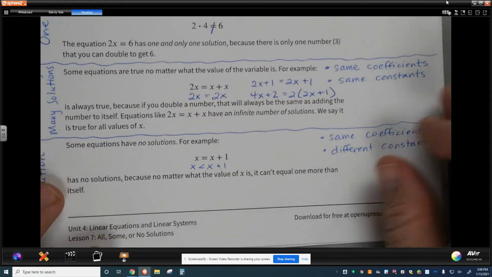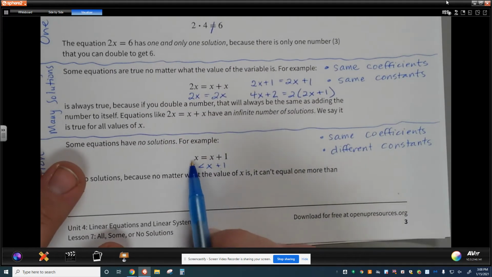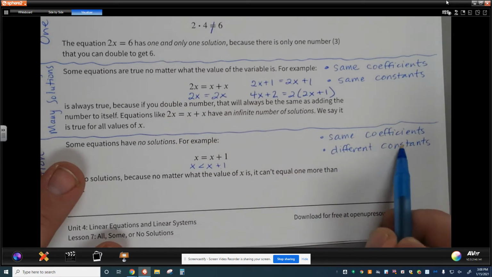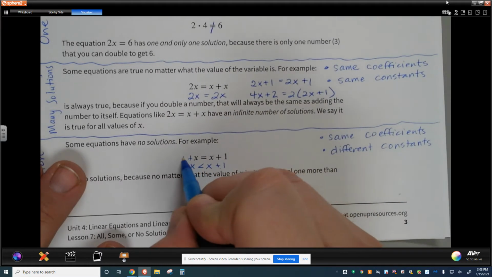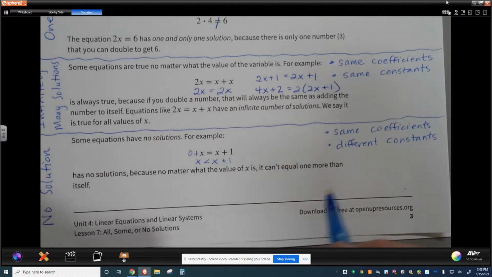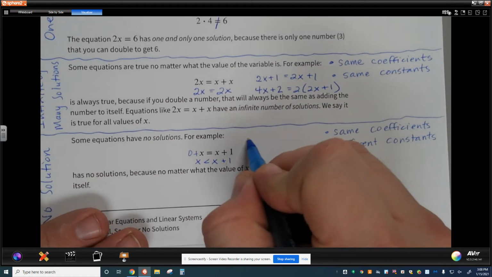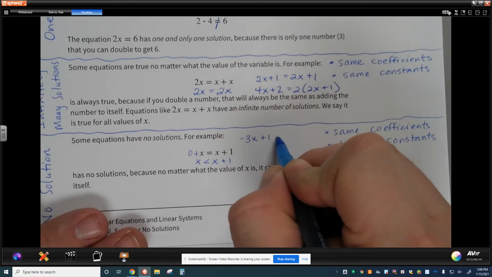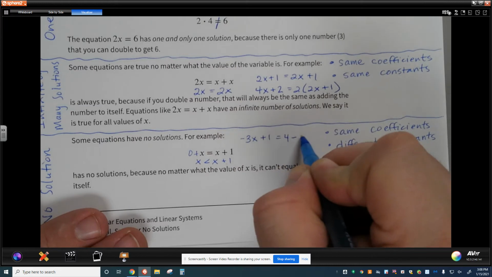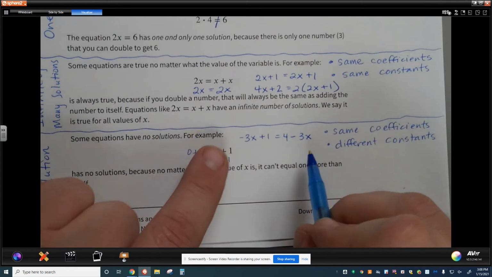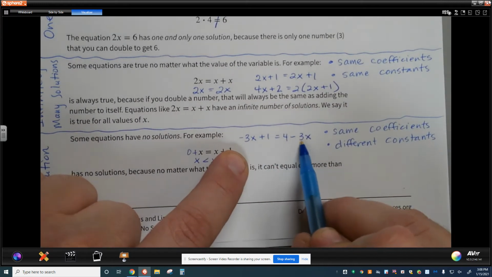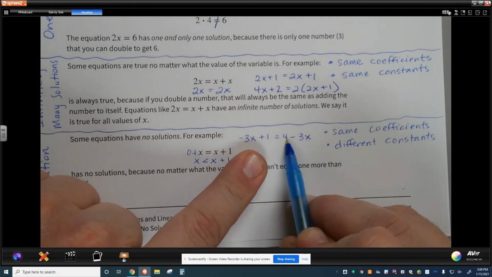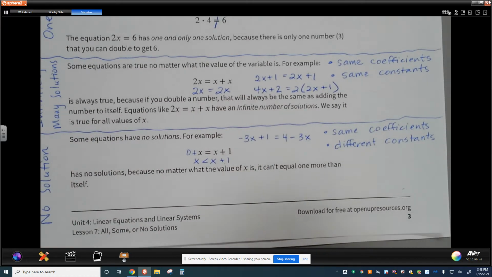So one of the ways that we can always look at that is we see the exact same coefficients of x. In this case, we have 1 and 1, but then the constant values are different. The constant value on this side would actually be 0, and we see 0 and 1 here. Another example of this might be, perhaps we say negative 3 times x plus 1 is equal to 4 minus 3 times x. The coefficient here is a minus 3 and a minus 3 times the exact same variable, but we notice our constants are 1 and 4. These have a different value.